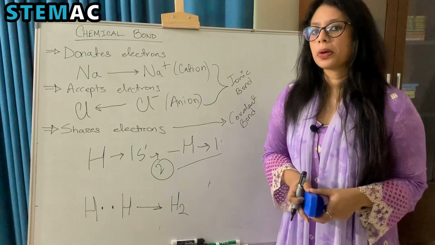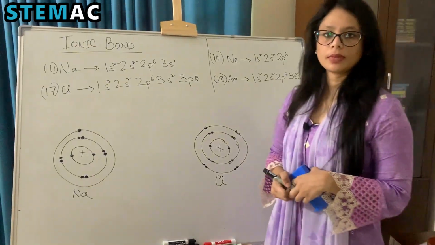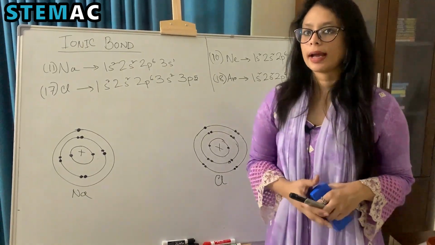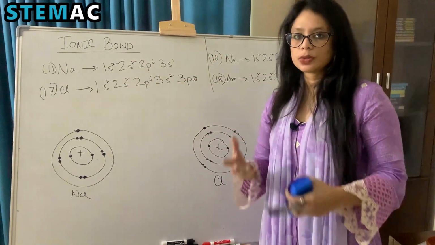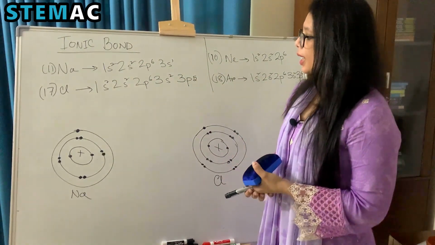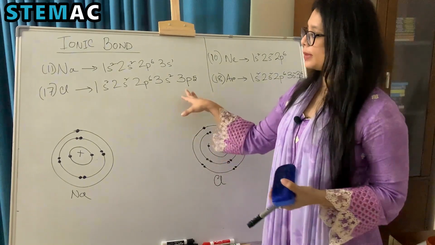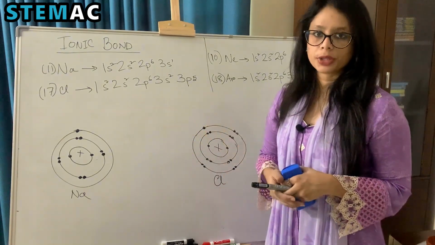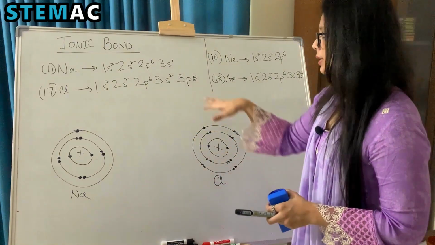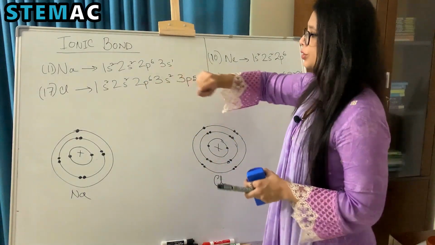Now let's get to know about the ionic bond. Okay, now let's talk about ionic bonds. It is very evident from the name that an ionic bond is formed through ions. And now, just like before, here we would see the donation as well as the reception of electrons.